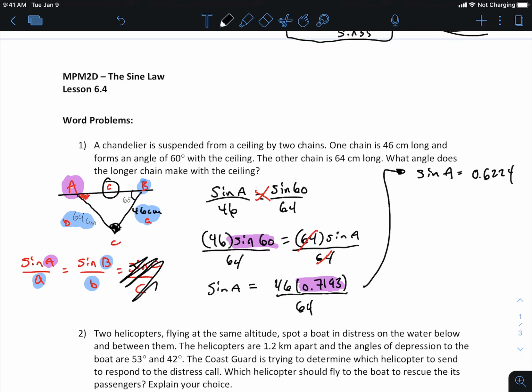It's going to be somewhere between 38 and 39. I don't know. You could say it's 38 and a half. Isn't it better to just have a whole number as an angle? No, not necessarily. You can have decimal angles.